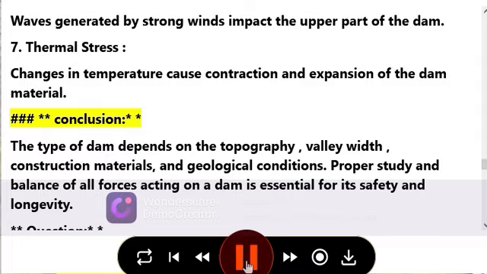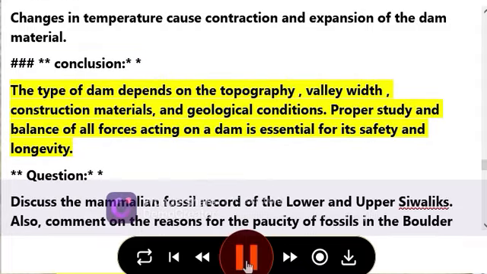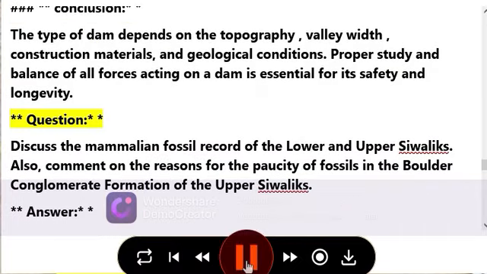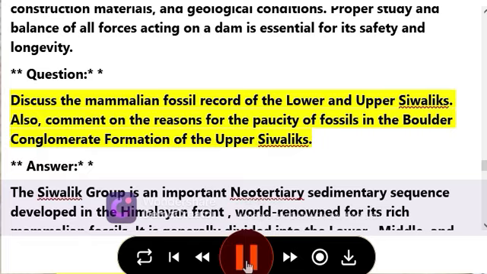7. Thermal stress. Changes in temperature cause contraction and expansion of the dam material. Conclusion: the type of dam depends on the topography, valley width, construction materials, and geological conditions. Proper study and balance of all forces acting on a dam is essential for its safety and longevity.